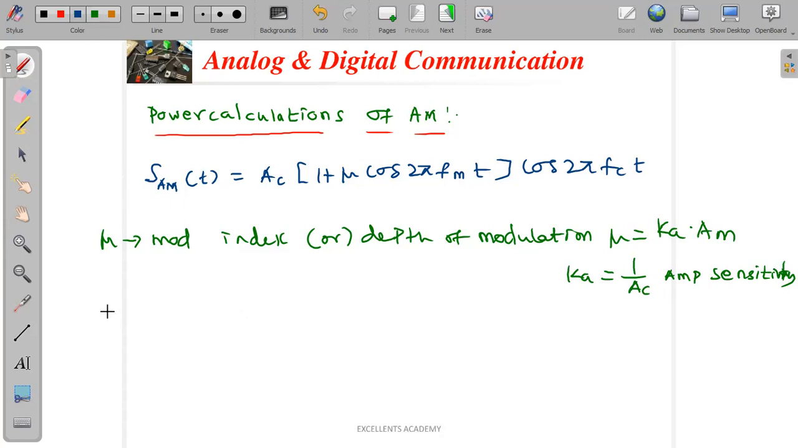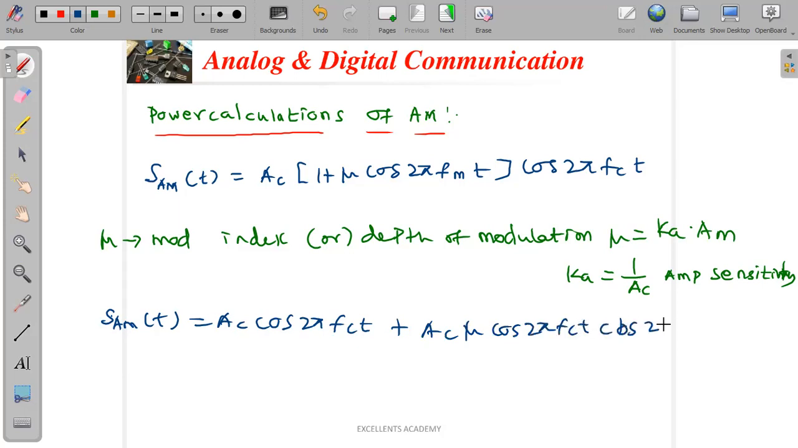So for S_AM of t, we can expand S_AM of t. So Ac, இதை multiply பண்ணோம்னா Ac into cos 2 pi fc t plus Ac mu cos 2 pi fc t into cos 2 pi fm t. So இது ரெண்டையும் multiply பண்ணோம்னா fc t, fm t ரெண்டு வரும். So here cos A cos B அந்த ஃபார்ம்ல இருக்கு. அப்போ cos(A plus B) plus cos(A minus B) by 2 ன்னு எழுதிக்கலாம். So this can be written as Ac into cos 2 pi fc t அப்படியே வரும்.